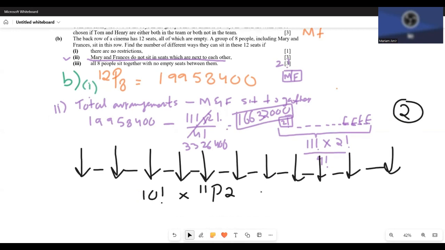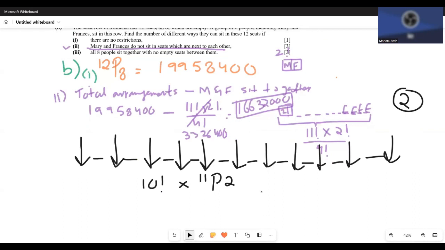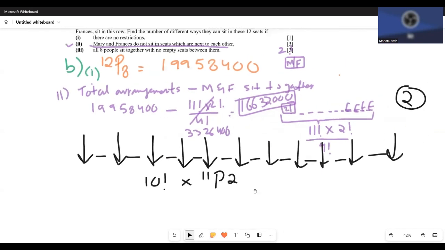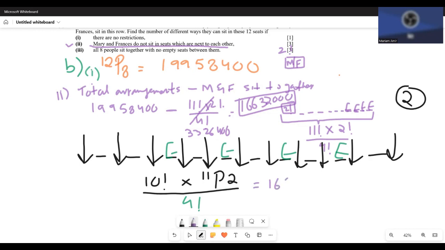So 11P2. So 10 factorial, or 10P10, into 11P2, and then divide by the number of repetitions. Like I said before, there are 4 empty seats somewhere in between, so that counts as repetition. So 4 factorial. So this would also give us the same result, 1663200.